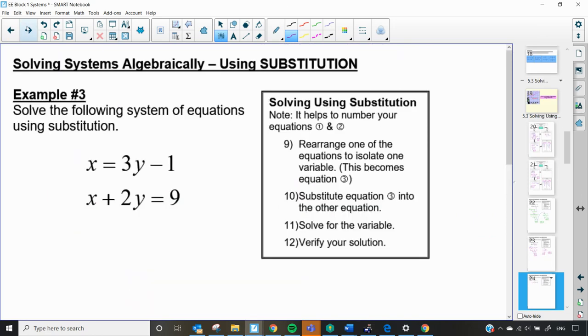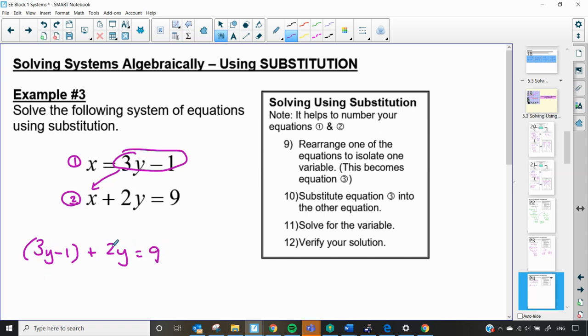All right, next example here, we've got solve the following systems of equations using substitution. We've got example 1 and example 2. Looking at these equations, the first equation has already been rearranged to say x equals, so I can jump straight into my substitution. I'm going to take this 3y minus 1, and I'm going to sub it in for x. So 3y minus 1, I'm still going to use brackets. Again, that's just a habit I get into. 3y minus 1 plus 2y equals 9.